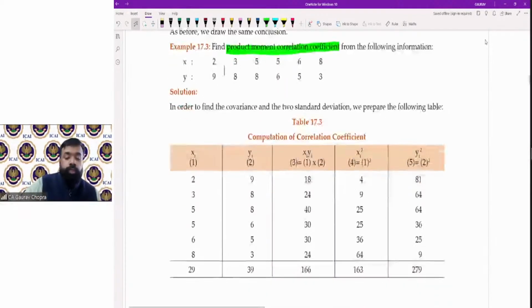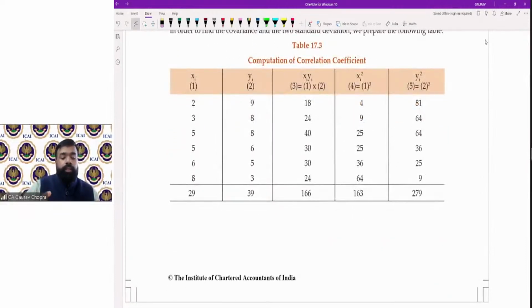Now, to solve this, let's make the table first. So x is given, y is given. According to the formula, हमें क्या क्या चाहिएगा? सिग्मा x चाहिएगा, x का टोटल, सिग्मा y is required, y का टोटल, देन दोनों का प्रोडक्ट सिग्मा एक्स वाई। तो सिग्मा एक्स वाई कैसे आएगा? x मल्टीप्लाई बाय y, सिंपली यू कैन मल्टीप्लाई देम। So 2 into 9 is 18, 3 into 8 is 24, 5 into 8 is 40, and so on. In this way, you can multiply and find the value.